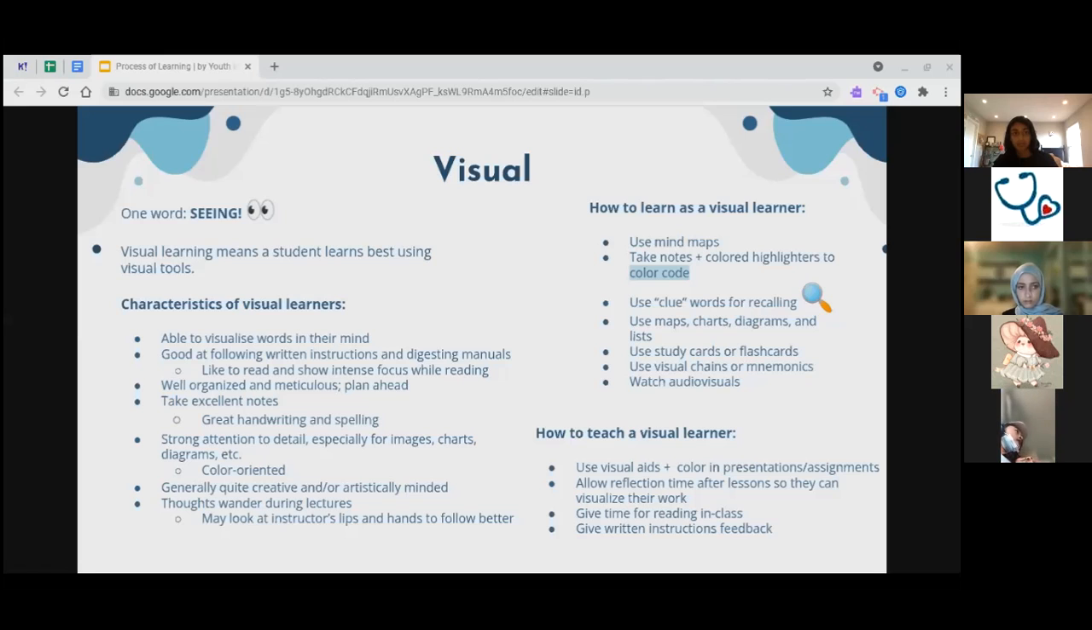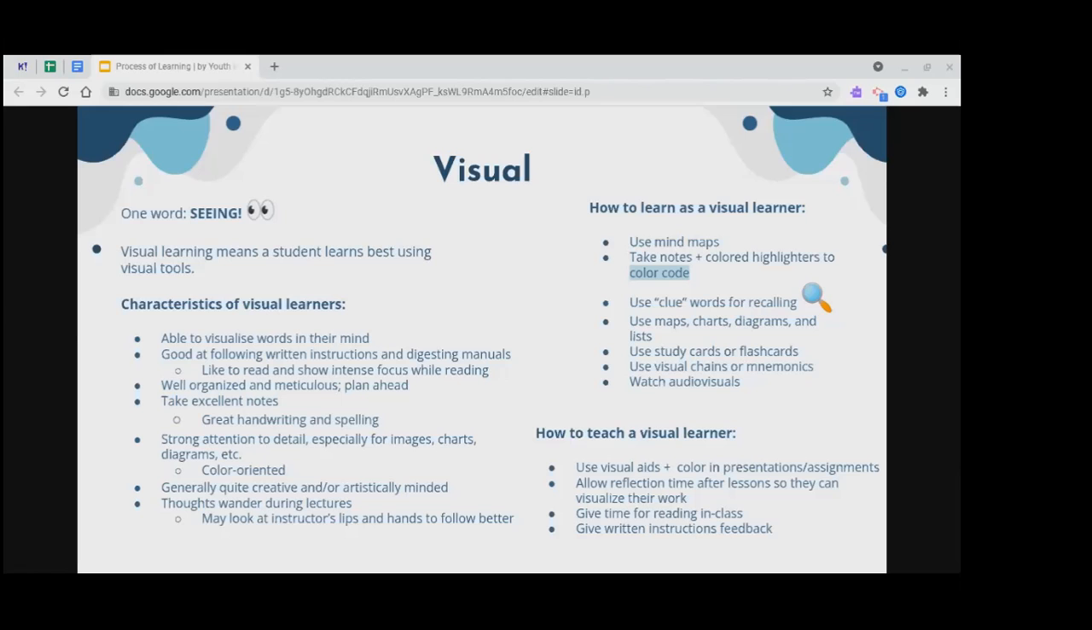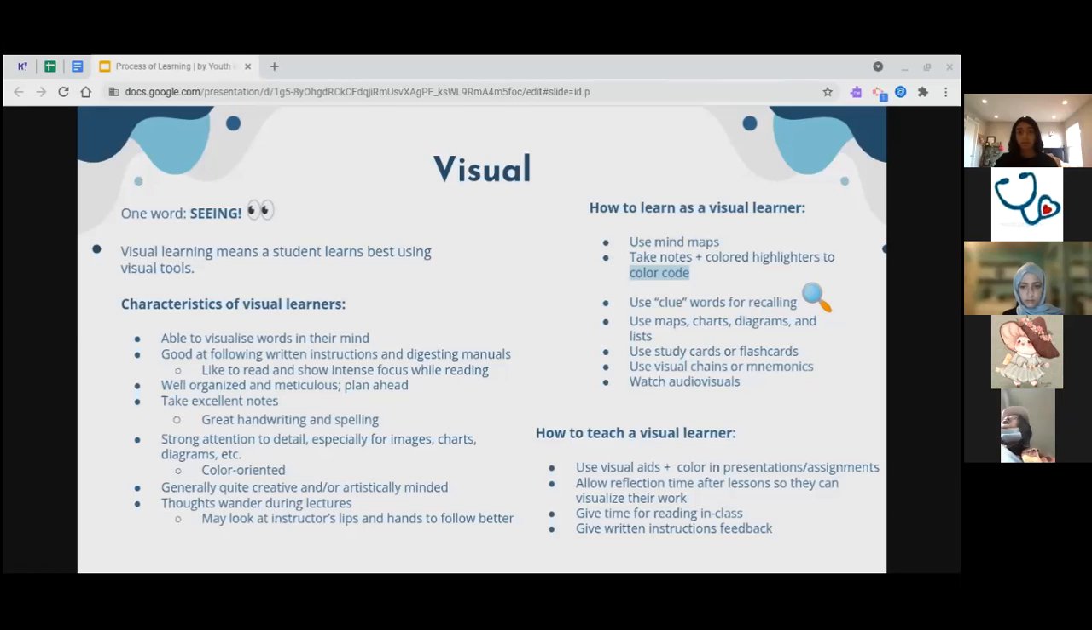Visual learners are usually able to visualize words in their mind. They're good at following written instructions and digesting manuals. They like to read a lot, and they show intense focus while they're reading. They're typically very well organized and meticulous. They like to plan ahead, and they take excellent notes. They have great handwriting and spelling.